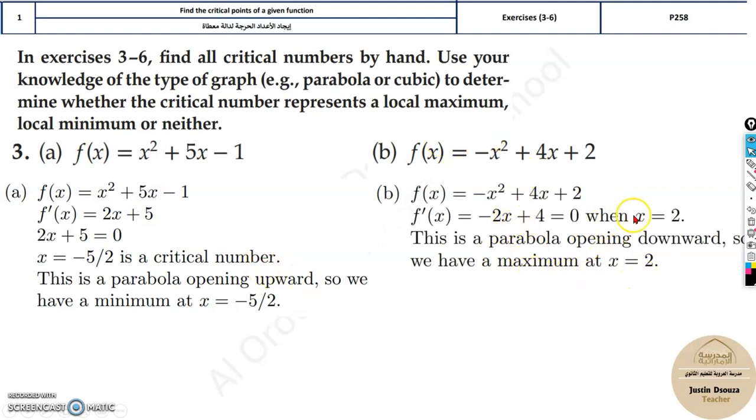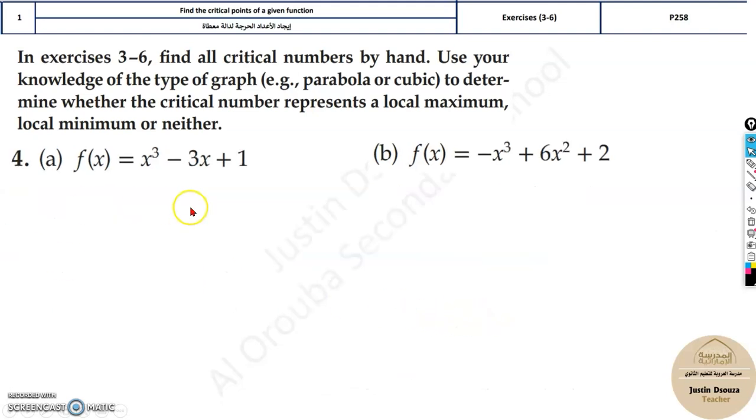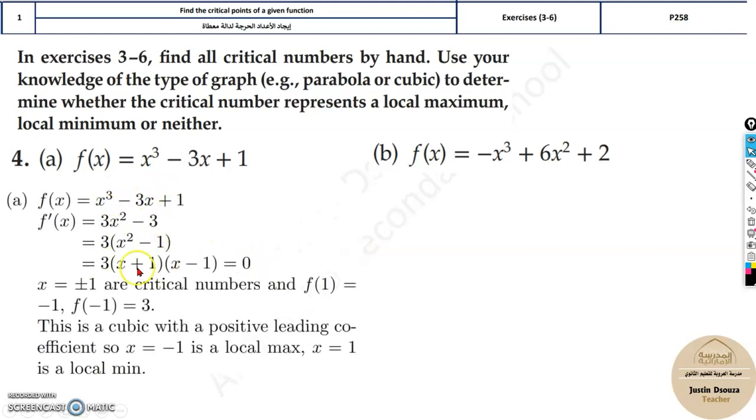So same method as what we did, it will be opening downwards because there's a minus sign over here before x squared, and that is the answer. Same way you can try solving others. Now over here it's cubic. So cubic is a little hard because, if it is positive over here, it'll go like this. Okay. So now you will have two critical numbers over here. See, same method.